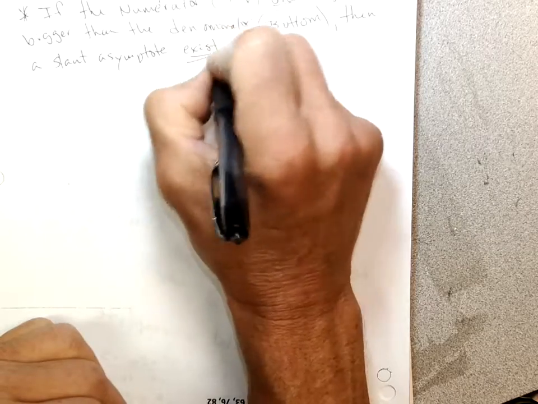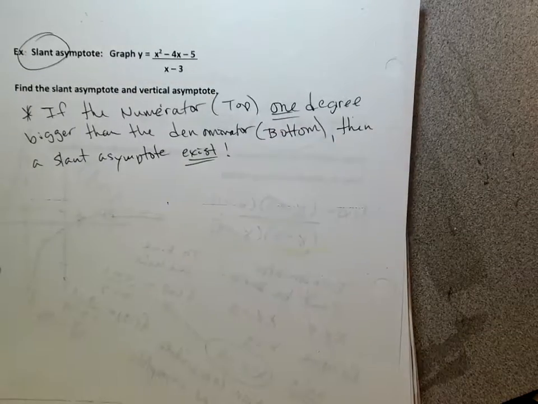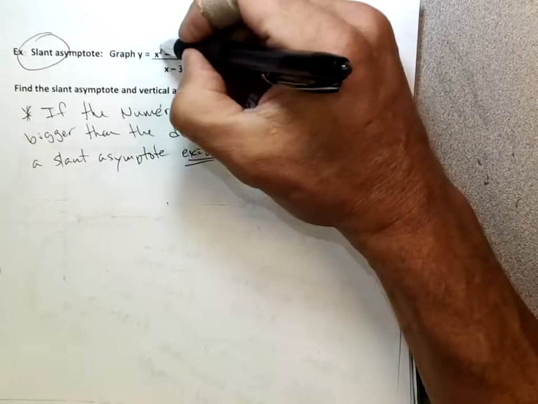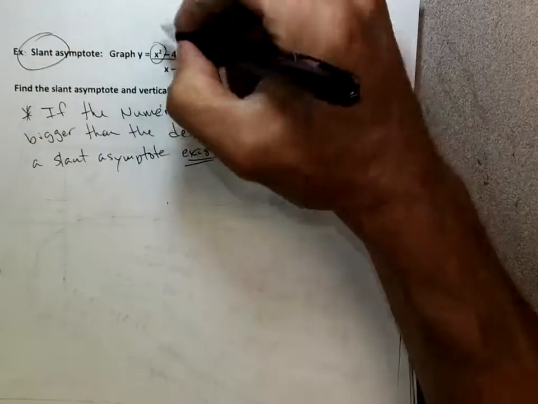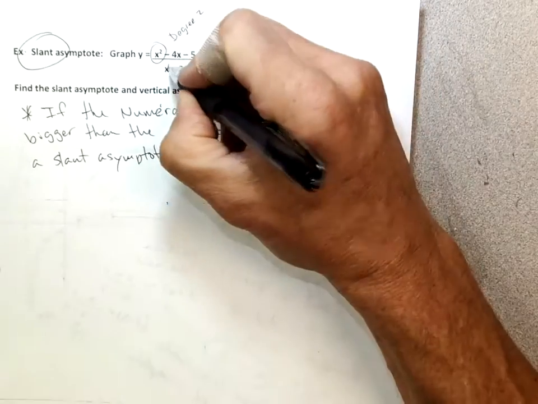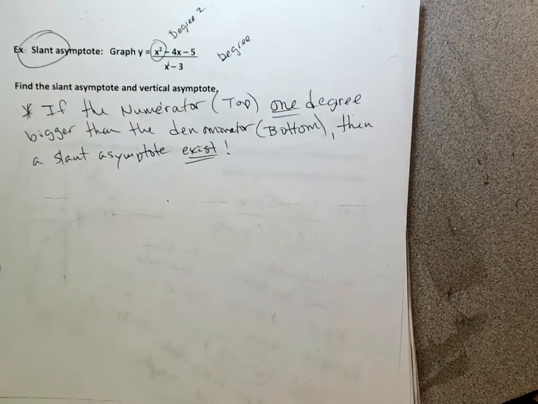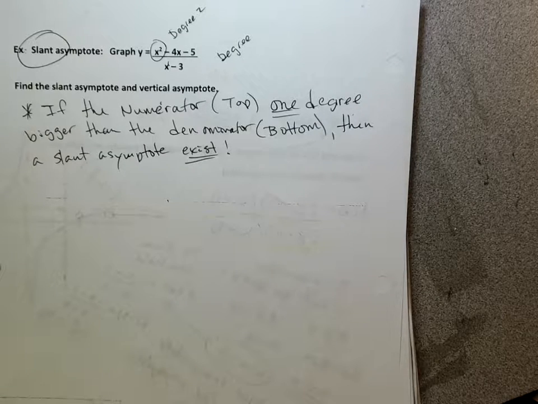Okay. This is what I like about math. The rules never change. So if I take a look at this particular problem, you've got an x squared, so it's degree 2, right? And I've got an x to the 1, that's degree 1. If the top part of the fraction, the numerator, is 1 degree bigger than the bottom part, then you're going to have a slant asymptote.